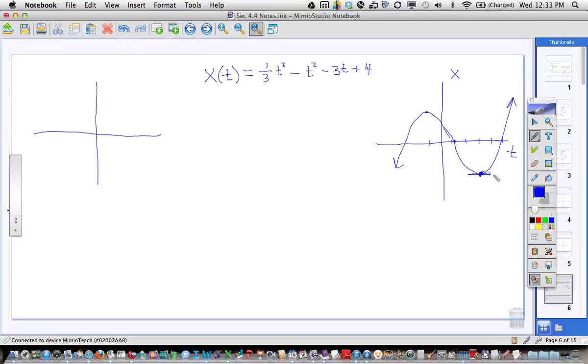No, this isn't the velocity graph now. This isn't the velocity. This is the position graph. This is x. To the right. Thank you. To the right. His x-coordinate is getting greater.